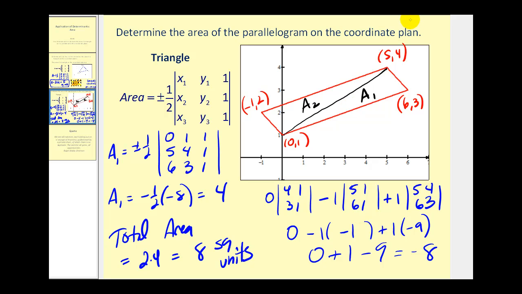So this is kind of a nice application of determinants. And we also got a chance to review how to evaluate a 3 by 3 determinant by both the diagonal and cofactor expansion method. I hope you found this helpful.